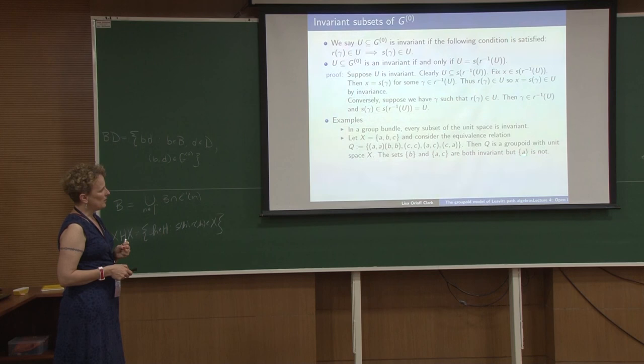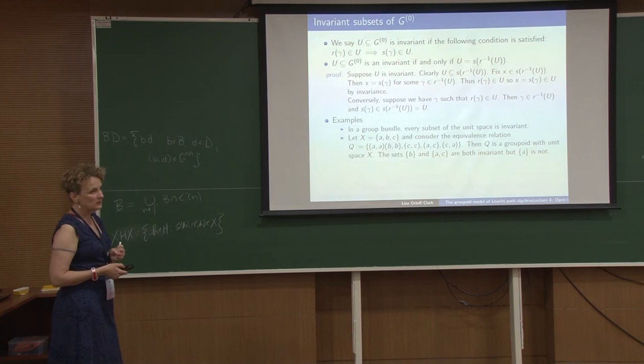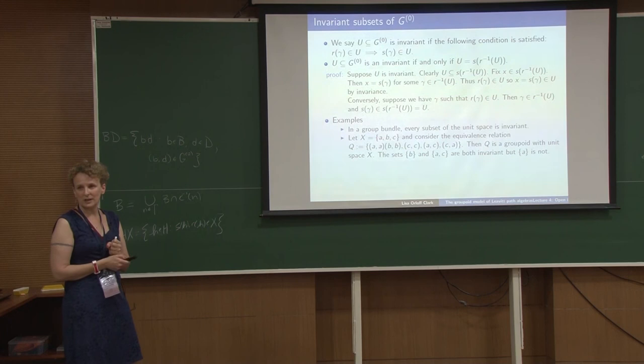Let's talk about why A is not. There's this element right here in the groupoid, AC, that has range A. So this element here has range A, but source C. C is not in the set A, so it's not invariant. So just an easy sort of example to see what we need.